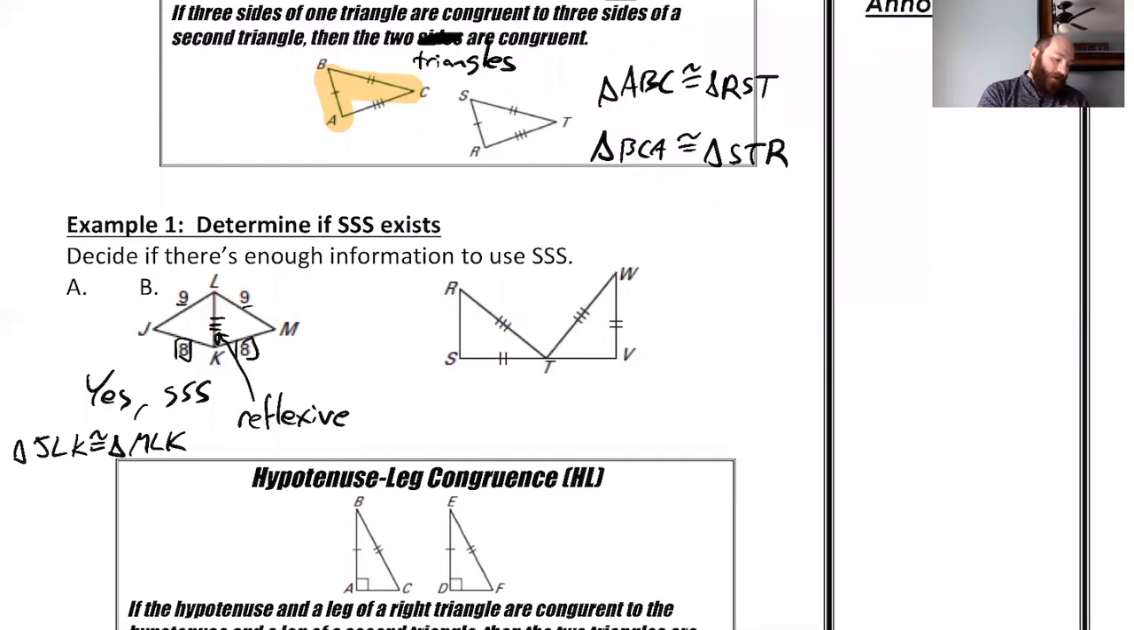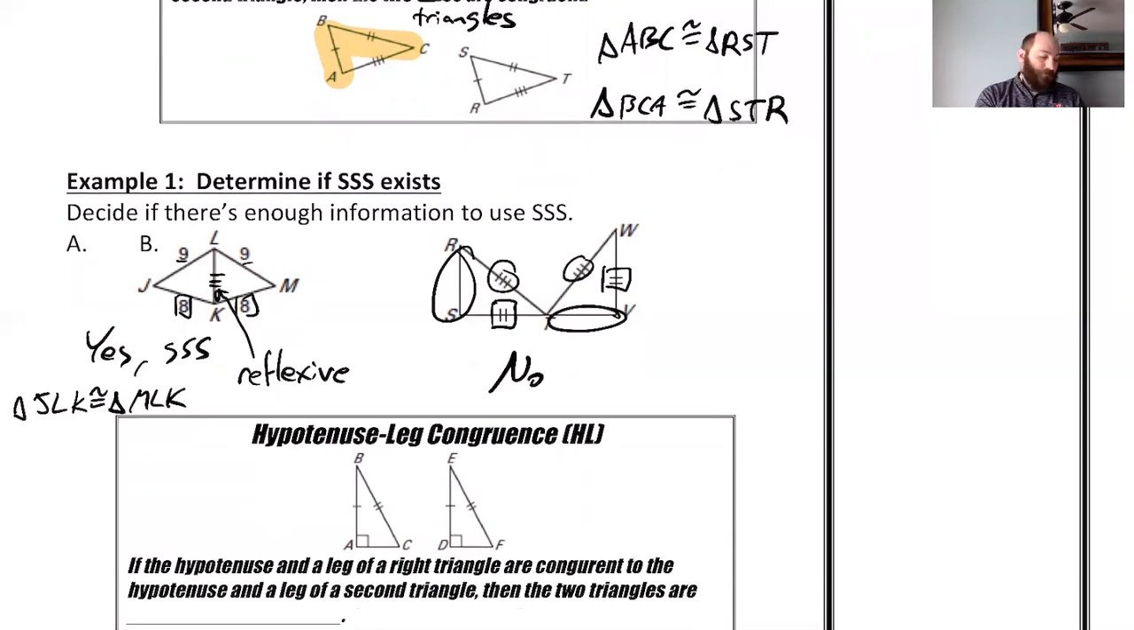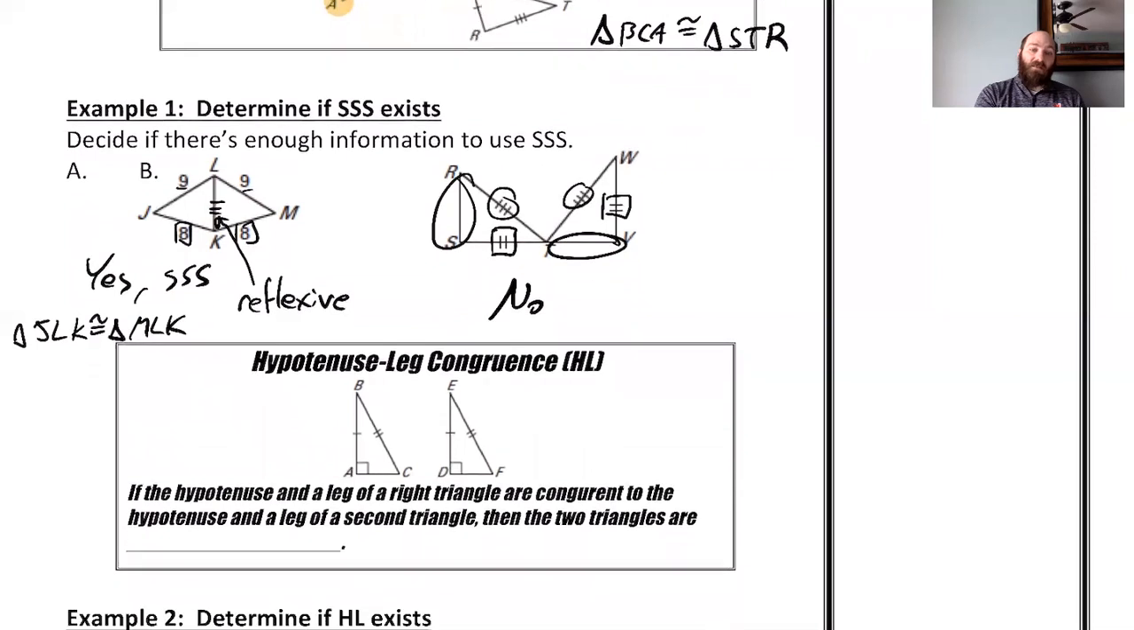In the second one, I have two pairs of sides. I have those 3 tick marks and 2 tick marks. But what about the last ones? Don't know. Not enough information. So I'm going to say no in this case. All right. Nothing else to do there. I just identify it's not there. So this is our first shortcut, side, side, side.